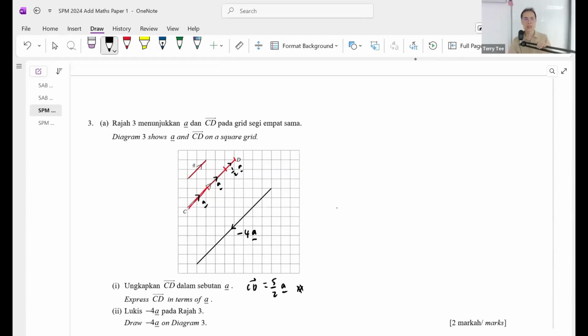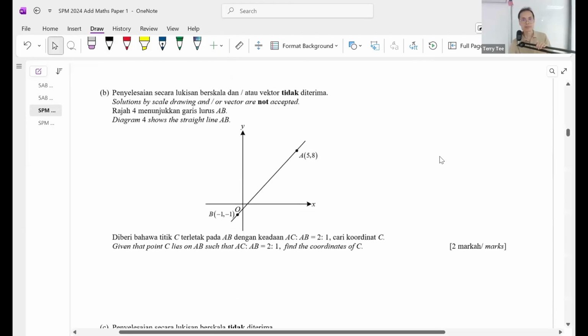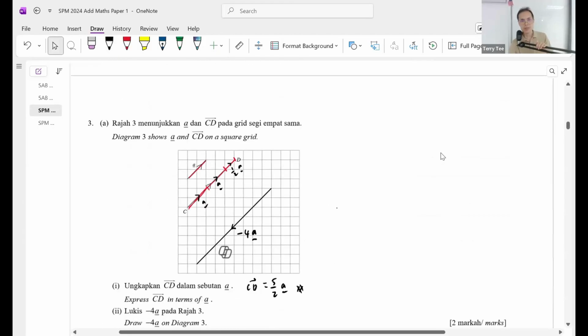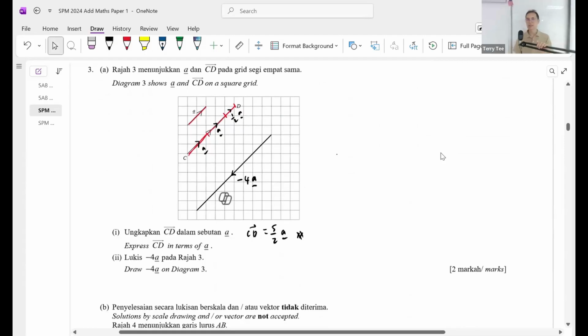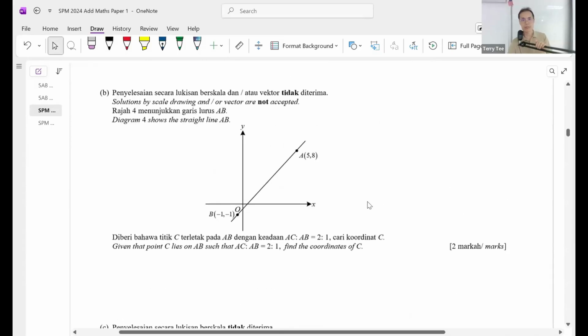Right? Let's move on to part B. Okay, part B. This question is a bit unique because in many years in SPM they never combine other chapters except for differentiation and integration. But here they combine part A vector with part B coordinate geometry. This is coordinate geometry, and the question also mentioned solution by scale drawing or vector are not accepted. That means you have to use the coordinate geometry method.